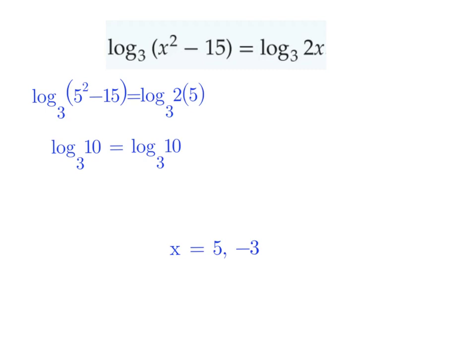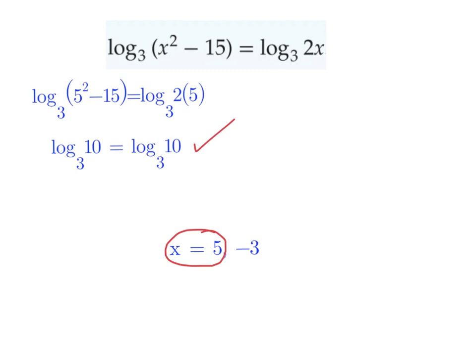So I know that 5 works. It didn't turn anything negative. So I count 5 as one of my solutions for sure. That's why I put my little check mark by it, because it checks. There's no issue with it. Now we have to do the same thing for negative 3 and see if that checks.